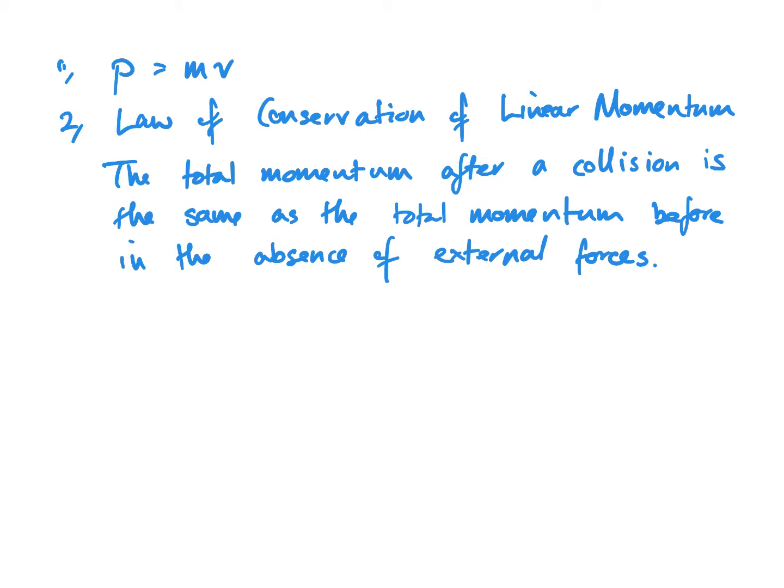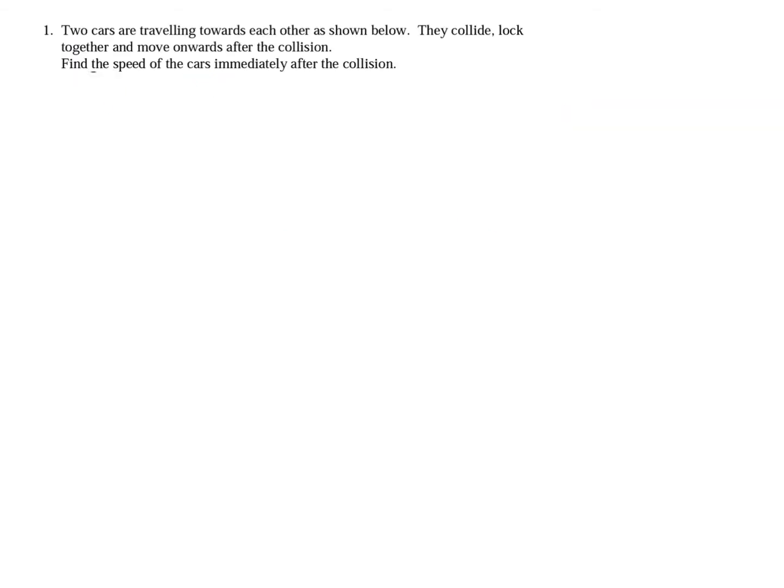And then our number 3 is carry out calculations. So I'll do a couple of worked examples. So in the first worked example, we're looking at ones where the cars don't stick together. So we've got car 1, which is a mass of 1200 kilograms and is moving at a speed of 10 meters per second.